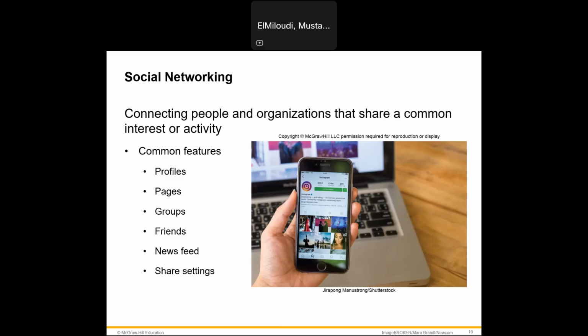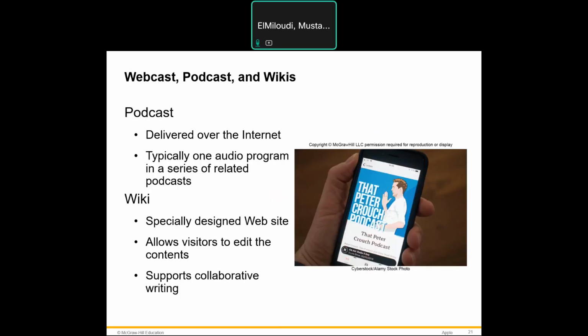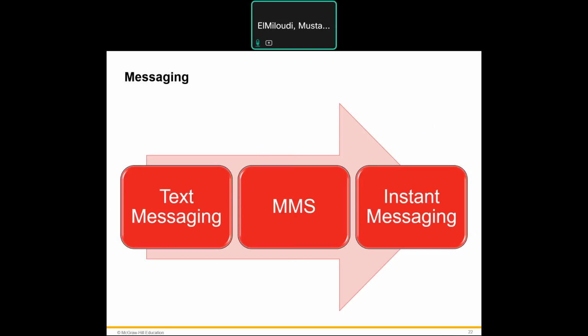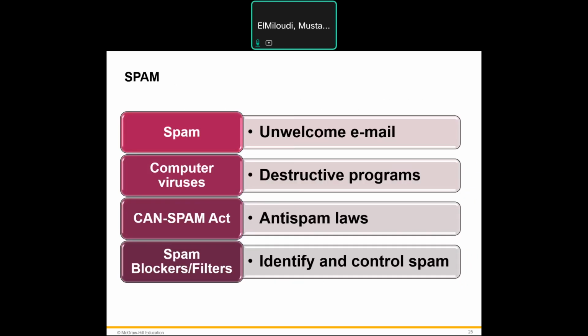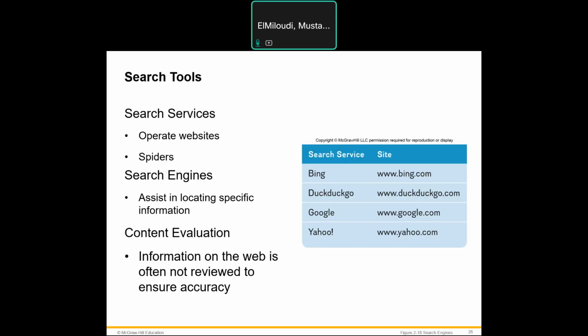And then finally, social networking. You should be familiar with this. It basically connects people and organizations that share common interests or activity. These are examples: podcast, wiki, messaging, email. Okay, and this is the program that prevents harmful things from happening, like spam, viruses, and so on. So these are some examples of the search services or search engines that you can use.